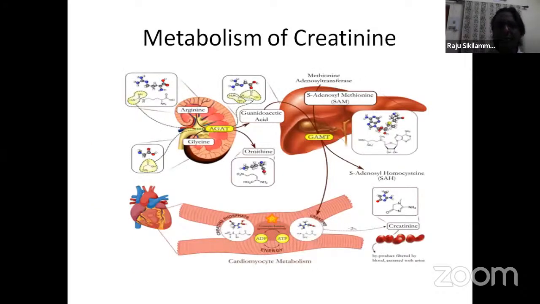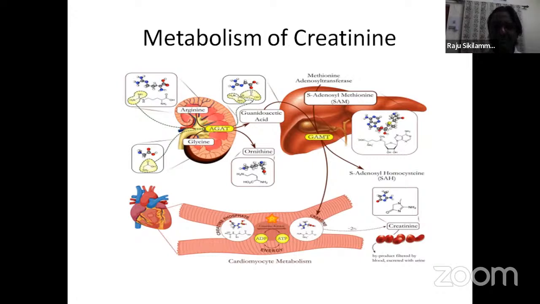That comes to the metabolism of creatinine. Why do you need to know the metabolism of creatinine? Creatinine is not an exact surrogate marker of AKI. It is extrapolated by some other reasons, for example muscle failure, muscle disease, as well as renal disease.